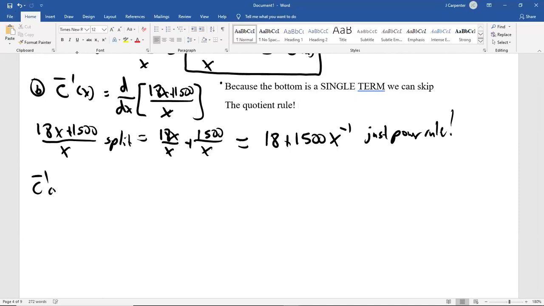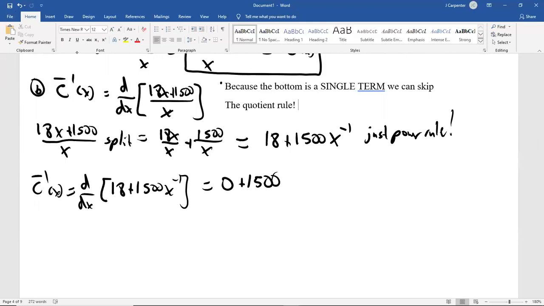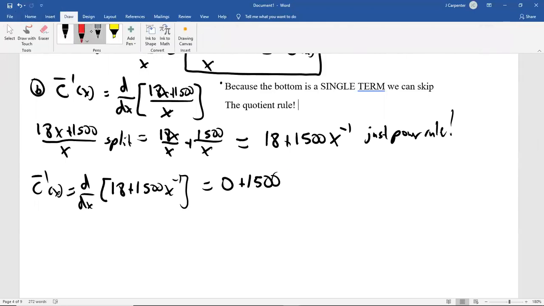So C bar prime of x is the derivative of 18 plus 1500 x to the negative 1. The derivative of 18 is nothing. I'll write the 0 here for emphasis, plus. Then we have the 1500, we leave that up front. We take the exponent down, and then the exponent on x is going to decrease by 1. Negative 1 minus 1 is negative 2, not 0. Well, we don't need to write the 0 plus.